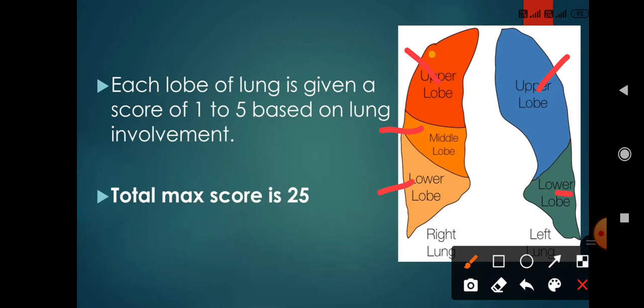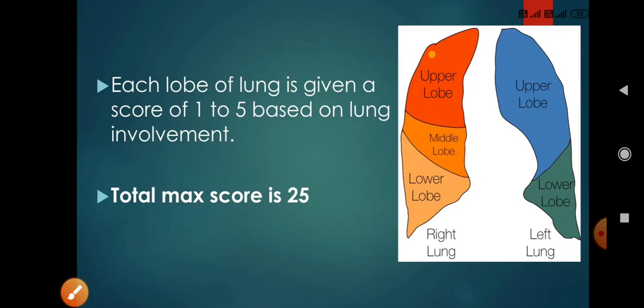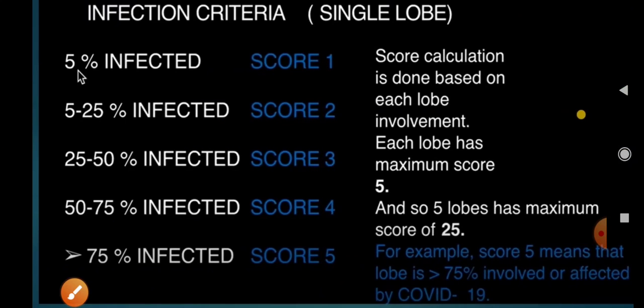Each lobe of the lung is given a score of 1 to 5 based on lung involvement. So 5, 5, 5, 5, 5. All five together combine to form the score. The total maximum score is 25. Let's discuss what these scores mean.